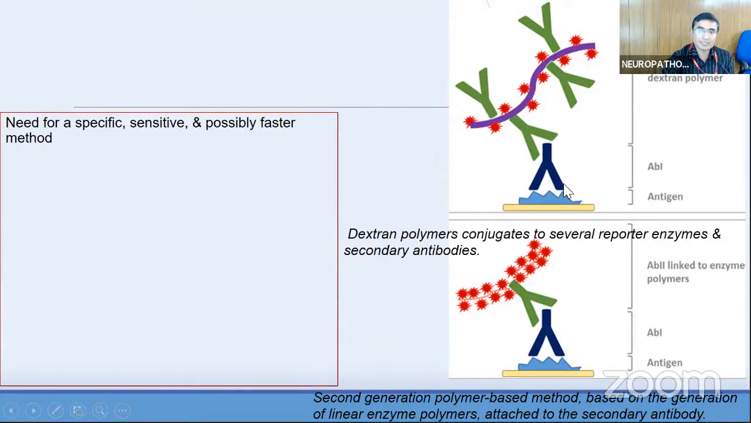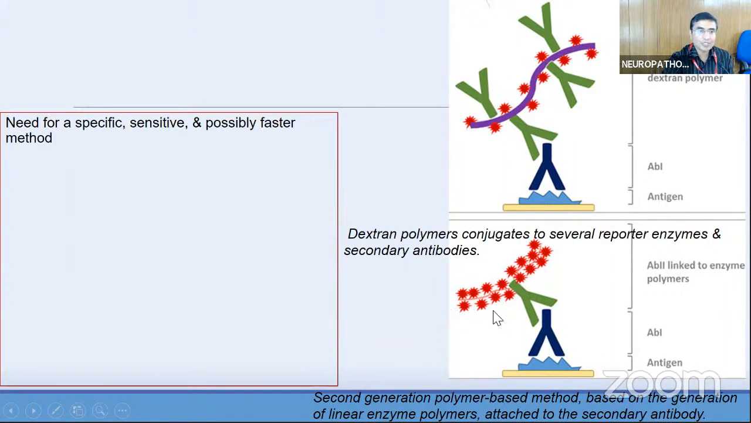But the only issue is this: some of these dextran antibodies used to be very thick and dense, which was not penetrating the tissue well. So much more modification happened. Now we are getting very delicate, thin dextran polymers or polypeptide polymers, which are much more delicate.